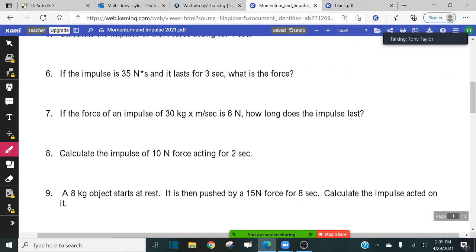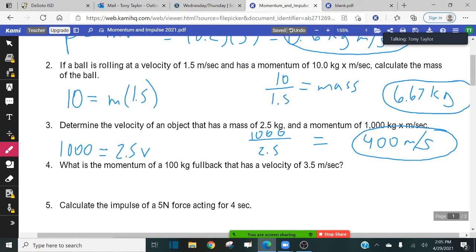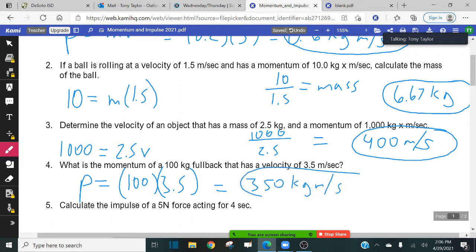Now let's keep going. What is the momentum of a 100 kilogram fullback that has a velocity of 3.5 meters per second? Momentum is equal to 100 times 3.5, right? Because it's mass times velocity. When you do that, that gives you 350 kilogram meters per second. So that's the magnitude of my momentum here.